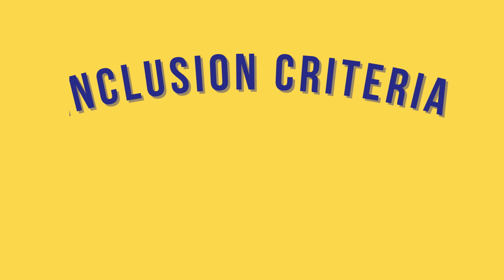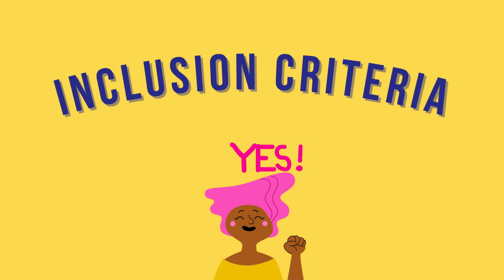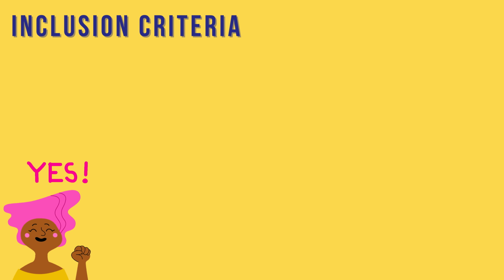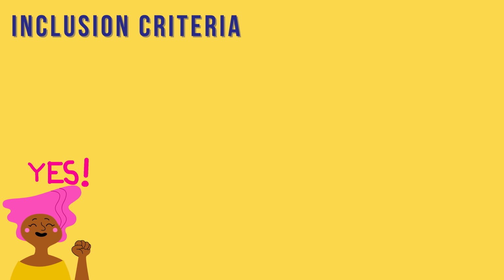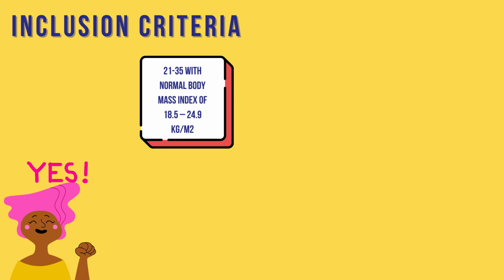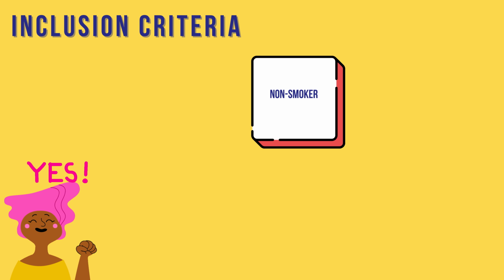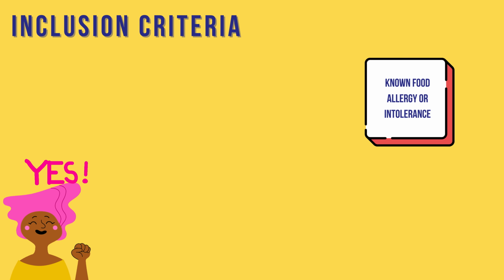Time to set the stage for our study by establishing the criteria for inclusion. Volunteers from the Department of Science and Technology, DOST, should be: 1. Healthy individuals aged 21 to 35 years old. 2. Has a body mass index or BMI of 18.5 to 24.9. 3. Is a non-smoker.